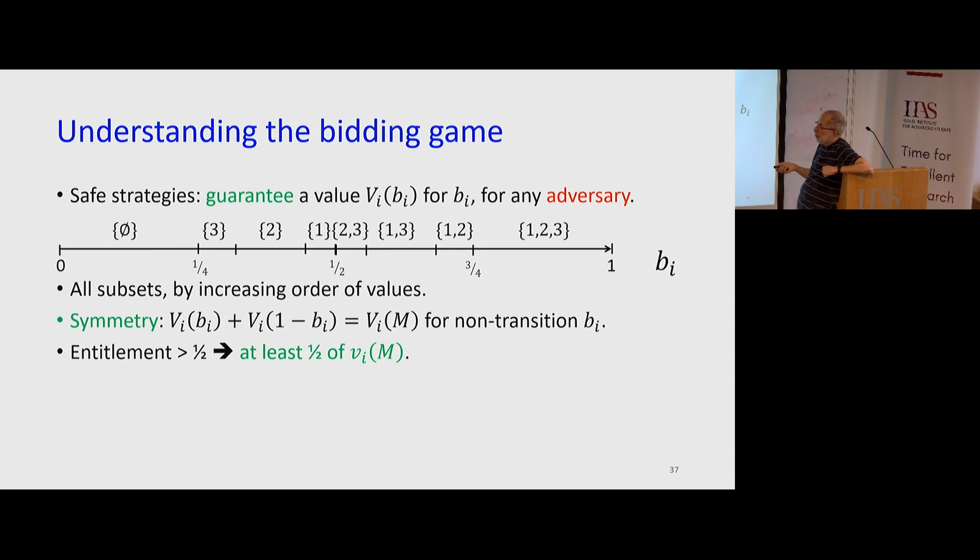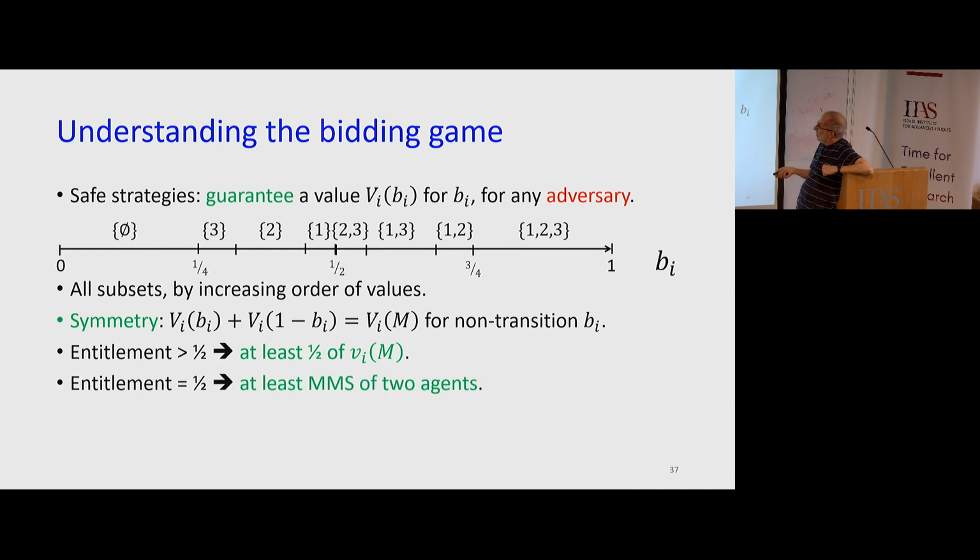So why is it important? Because if your entitlement was at least half, if you round it up to your entitlement hat, as we do in MMS hat, your entitlement is to all the items. So if you want to get half of MMS hat, you have to get at least half of the total value, and it really shows that in the bidding game you can get at least half of your total value. So that's why this is important for us.